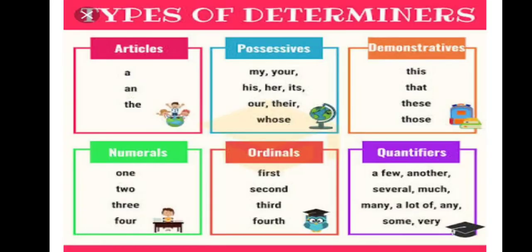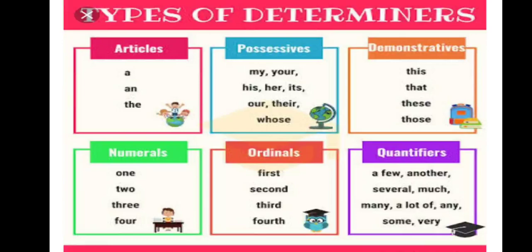Now, again with some pictures. Articles, you all know what are articles: a, an, and the. When it comes to possessives, it shows that someone is possessing something: my, your, his, her, and so on. Demonstratives show that the particular thing belongs to someone: this, that, these, and those.